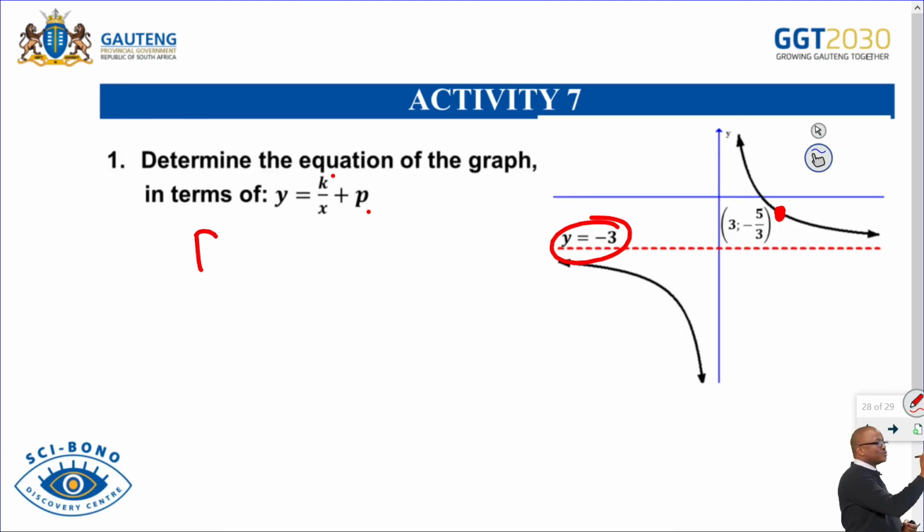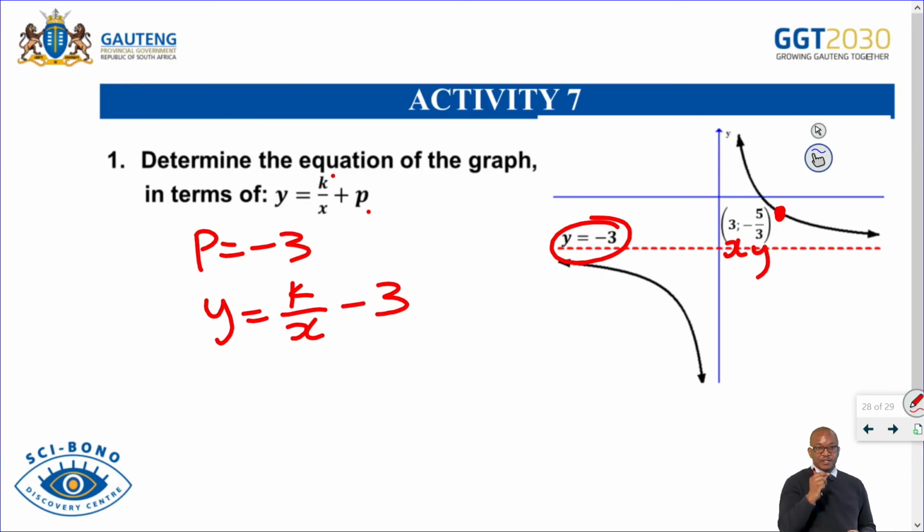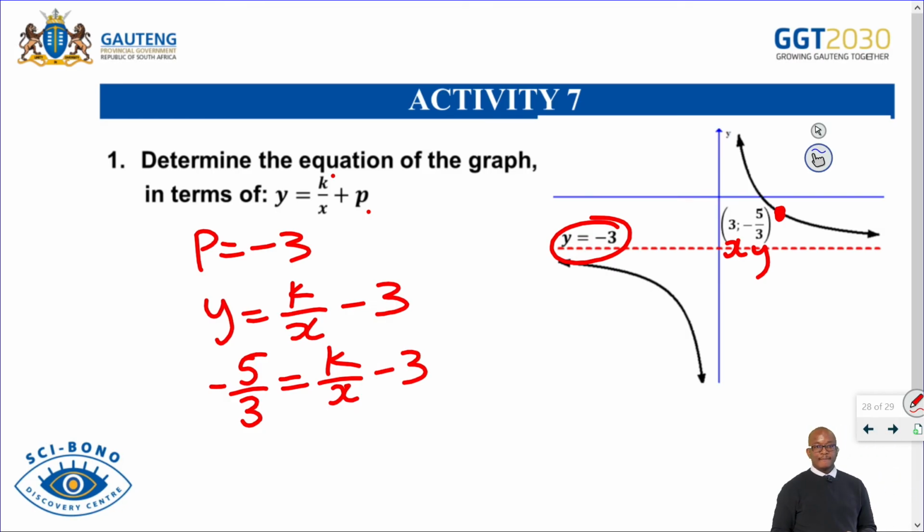So now, in this case, we know that our p is equal to -3. So we're going to substitute it as k all over x minus 3. That's how we do it. And then now we have a point there as x and y, and we need to get the value of k. How are we going to get the value of k? We're going to substitute y, which is -5 over 3, into y is equal to k all over x minus 3.